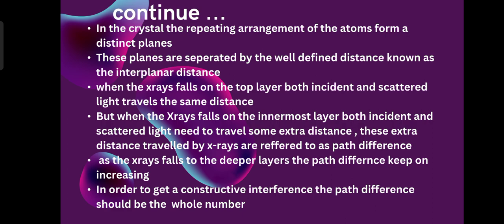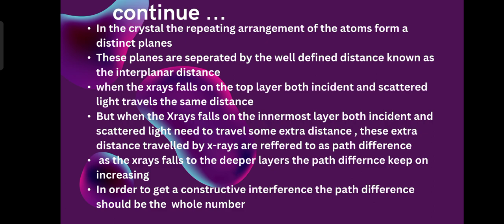When the X-rays fall onto the topmost layer, the incident and the scattered light travel the same distance. But when the X-rays fall onto the innermost layer, both the incident and the scattered light need to travel some extra distances, and these extra distances are referred to as path difference. As the X-rays fall on the deeper layers of the crystals, the path difference will keep on increasing.